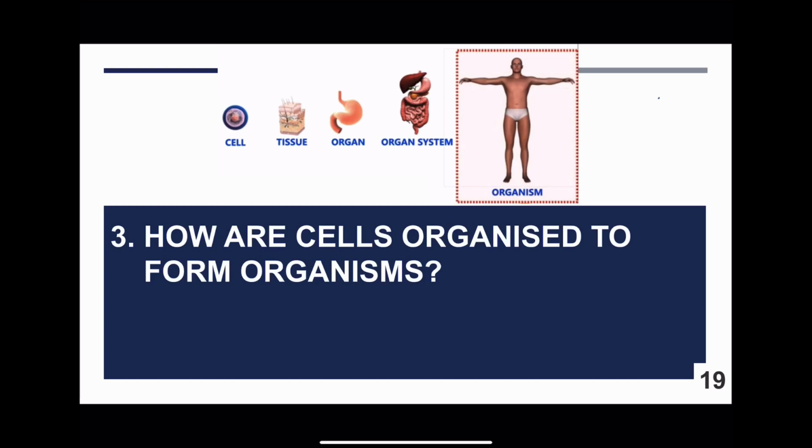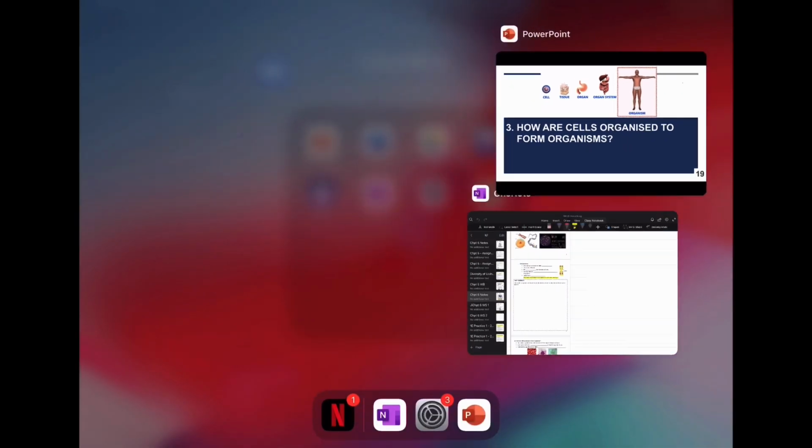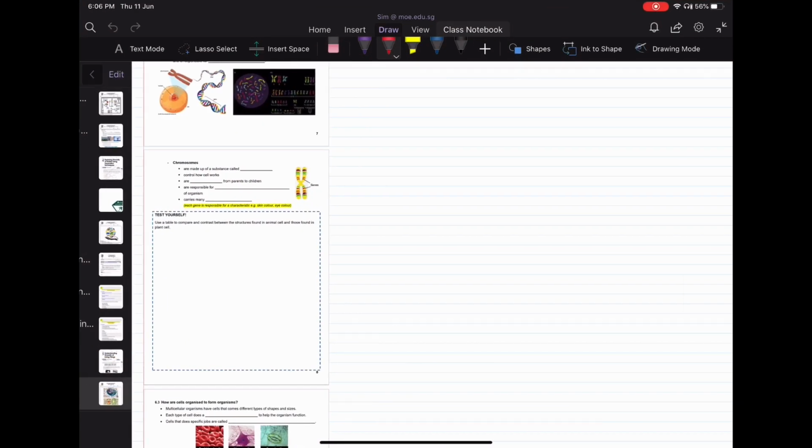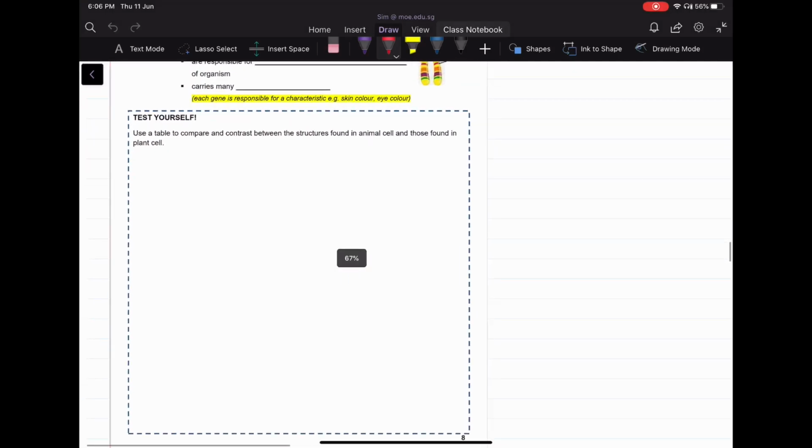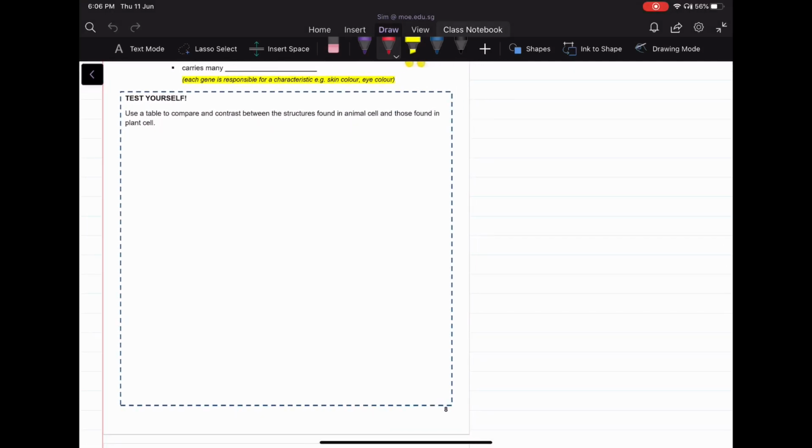Now, before we start on this new concept that we are going to learn, I just want to bring our attention to your notes itself. So let's take a look at your notes. Okay, please take a look at page 8. On page 8, just a reminder to actually construct a table to compare and contrast between the structures for animal cells as well as that seen in plant cells. So please tidy this up so that when you come back to school, you can actually go through this part.